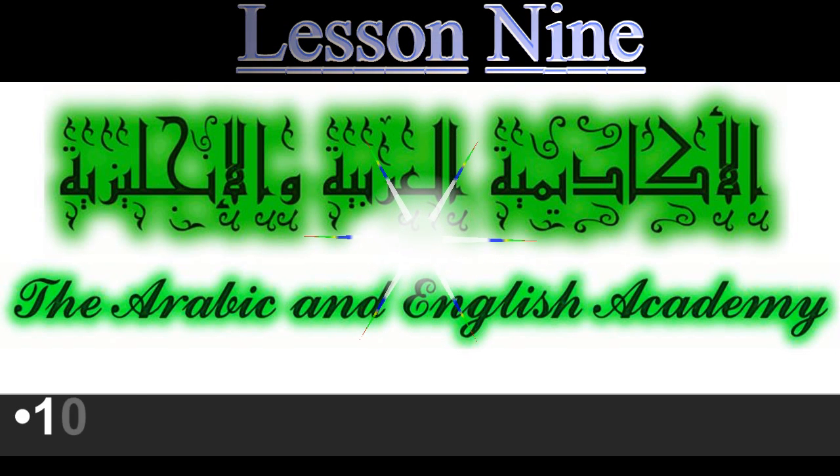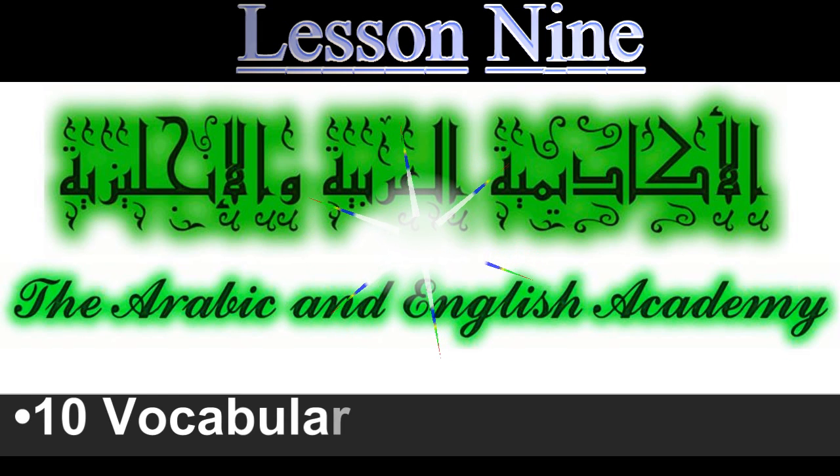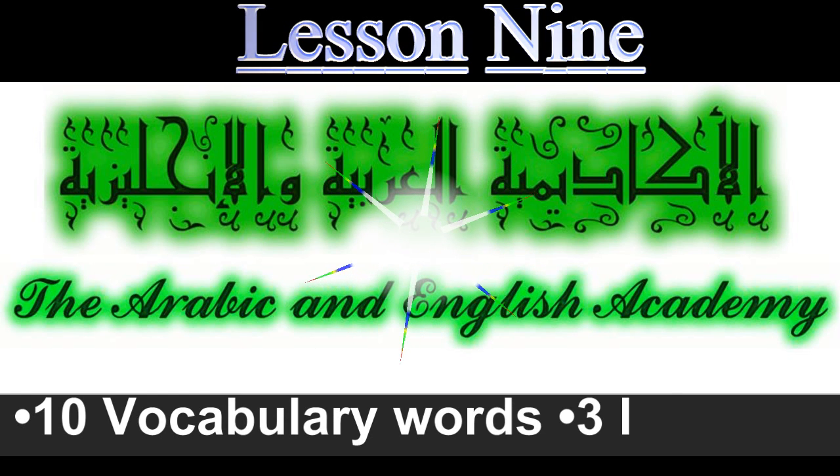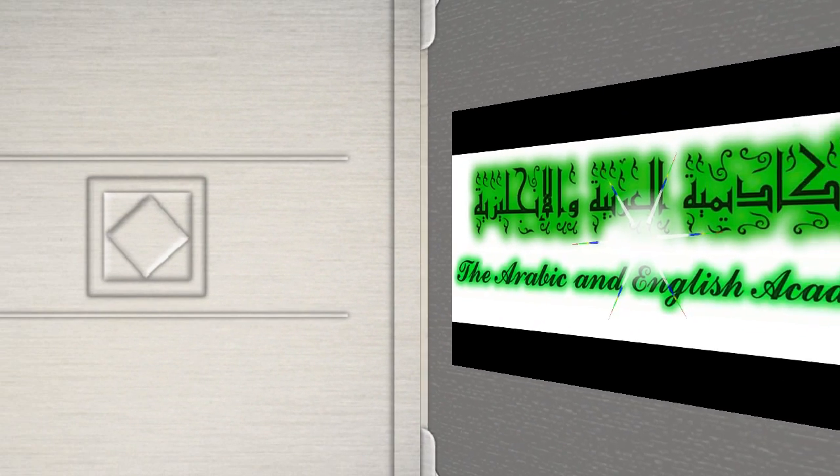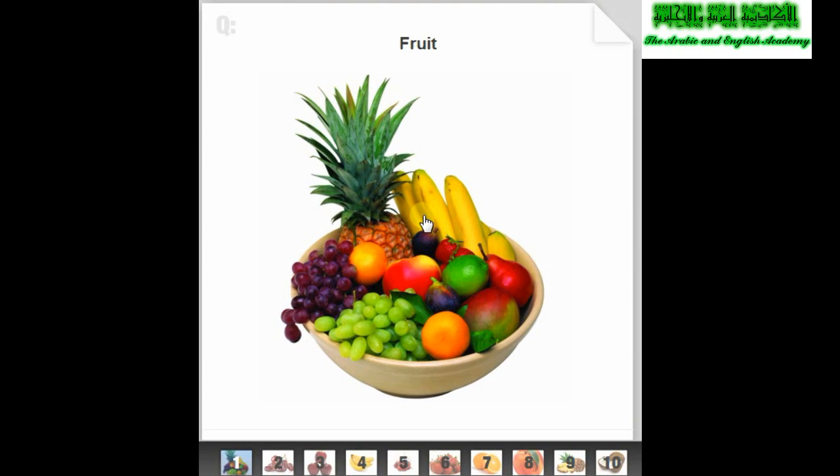Today we are going to go over 10 vocabulary words and we're going to finish the Arabic alphabet, the last 3 letters. Okay, and let's begin. We're going over a new vocabulary unit and it's on fruit. Okay, and fruit in Arabic is, that's our first word, فاكهة.